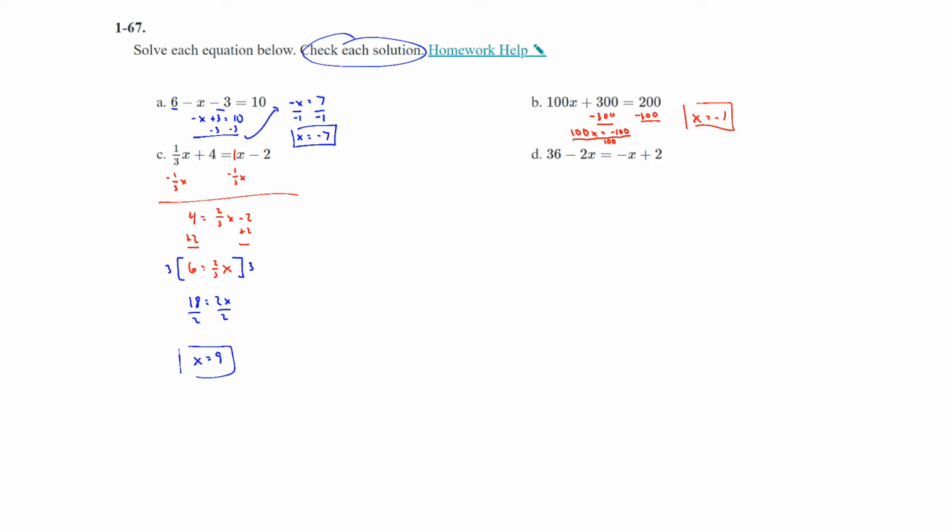On D, we'll go ahead and add 2x to both sides. We get 36 equals negative 1 plus 2, which is just 1x, and we still have the plus 2. Now we have to get that taken care of, so we subtract 2 from both sides, and that'll leave us with 34 equals 1x, or just x is equal to 34. Those answers are correct, but as I said, the directions say check your solution. So plug those back in and check so that you know they are correct.